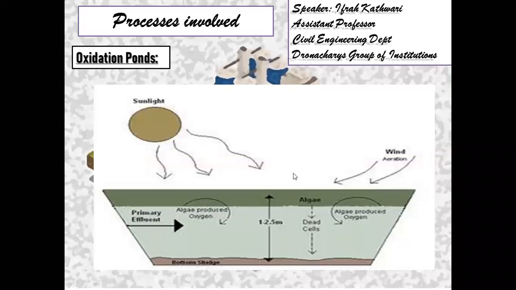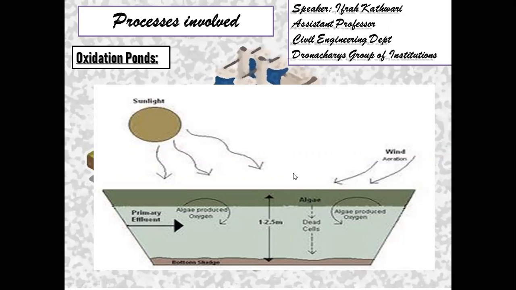As you can see in this picture, we have an oxidation pond wherein the algae plays its role. As I told you in the beginning, the secondary treatment is a biological treatment wherein we add microorganisms. And this microorganism can be fungi, it can be algae, or any other bacteria which can help in the decomposition of organic matter. Here we have used the algae.